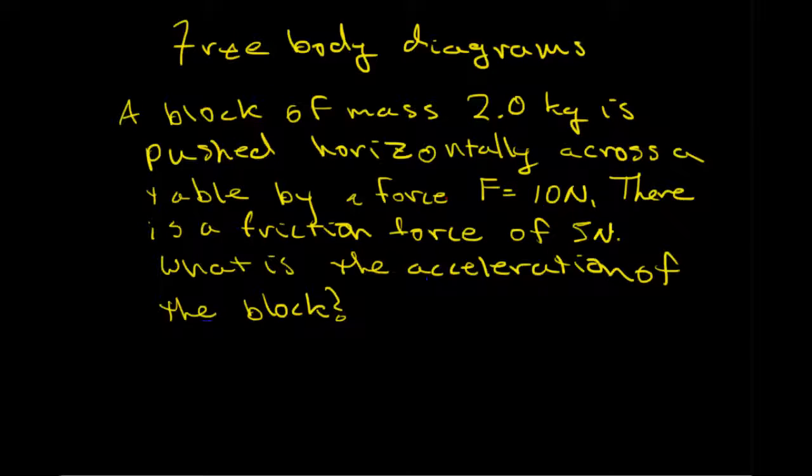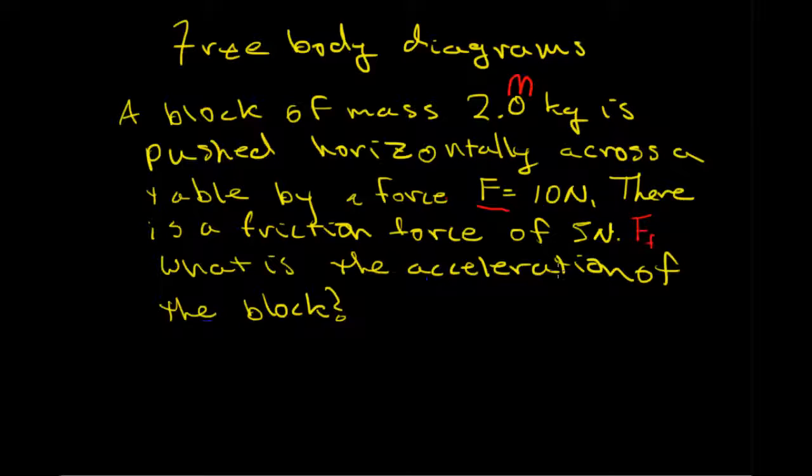So this is an example of how we use a free body diagram to solve a Newton's law problem. We have a block of mass 2 kilograms. Let's just call it M. It's being pushed horizontally across the table by a force F of 10 newtons. There's a friction force of 5 newtons. This hasn't been labeled, so we'll just call it F sub F for our purposes. And it asks, what is the acceleration of the block?